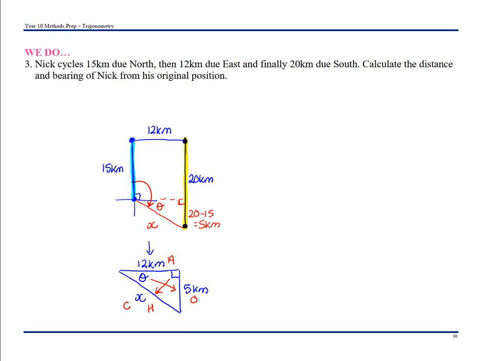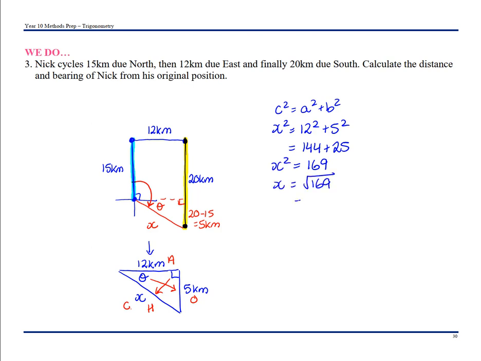If you did Pythag, then that would be C. So C squared equals A squared plus B squared. X squared is 12 squared plus 5 squared. It's 144 plus 25, which is 169. Now that's x squared. So x is the square root of 169, which is 13 kilometres.